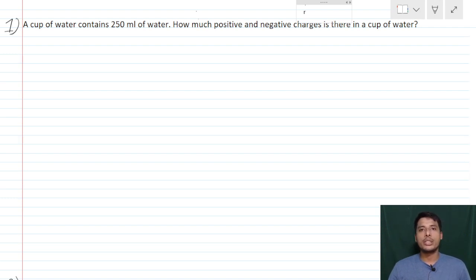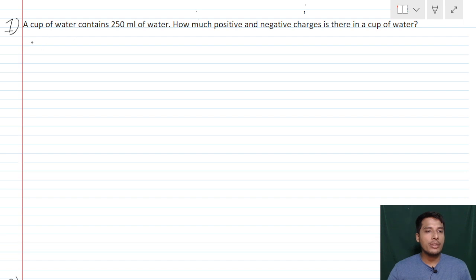So today we are going to discuss electrostatic charges and fields, that is in class 12. Okay. The first question is, a cup of water contains 250 milliliter of water. How much positive and negative charge is there in a cup of water? So that means here a cup of water is given which has an amount of 250 milliliter. We have to determine how much charge is present inside the H2O.